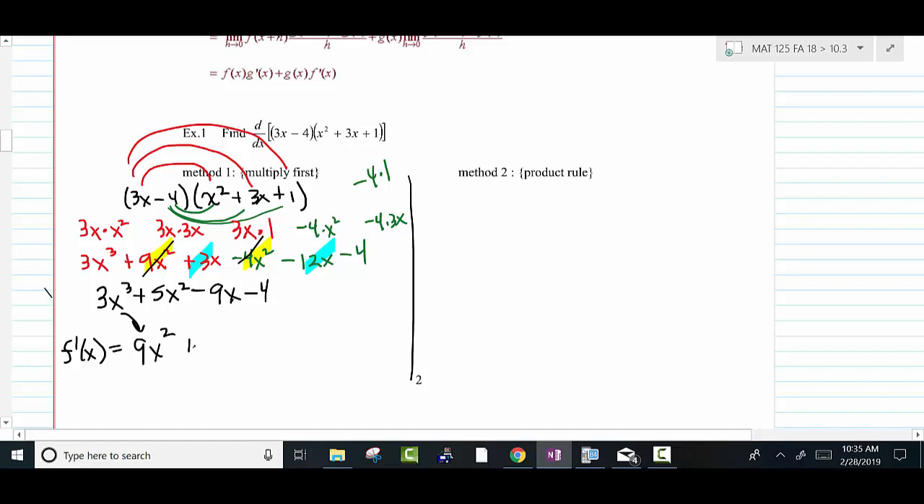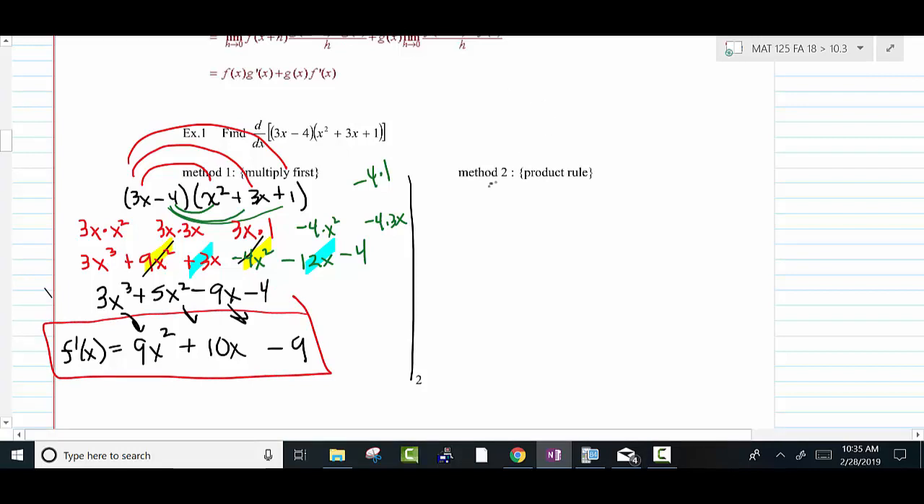9x squared plus 10x minus 9, right? Okay, you want to have that down to a science by now. So that's the answer. Now what we want to do is the product rule, and we'll get the same answer.